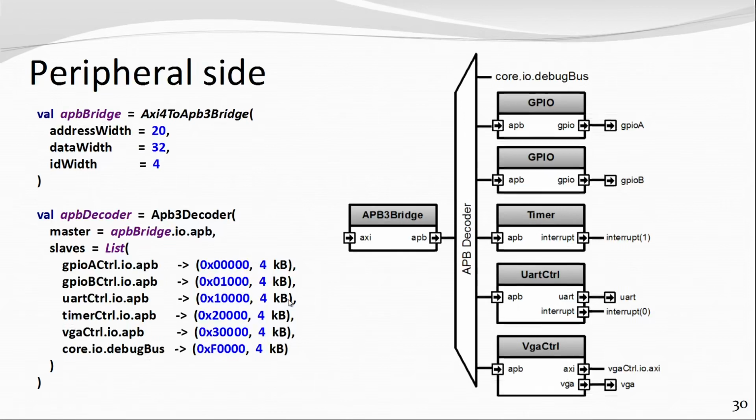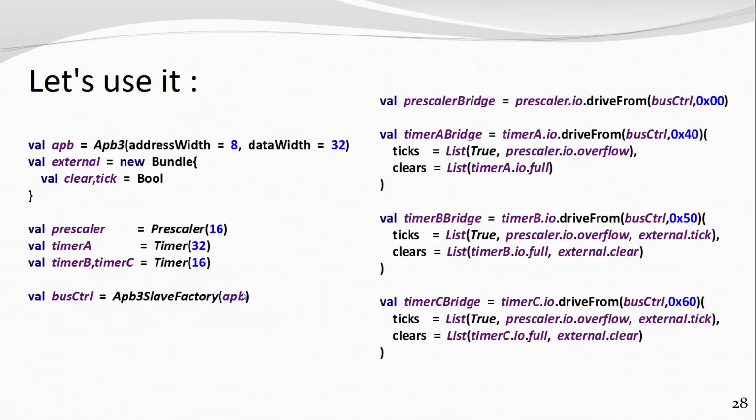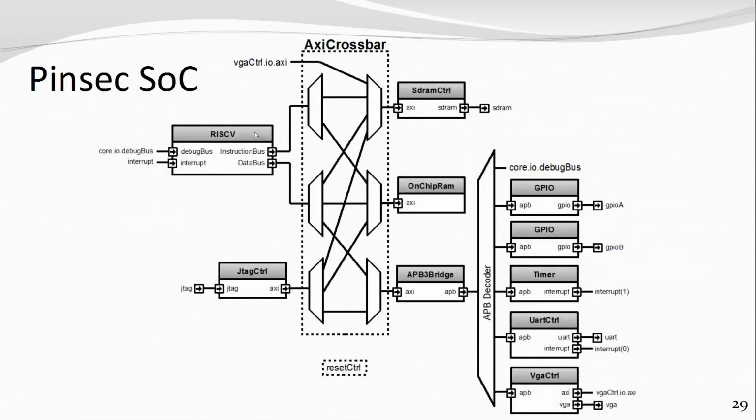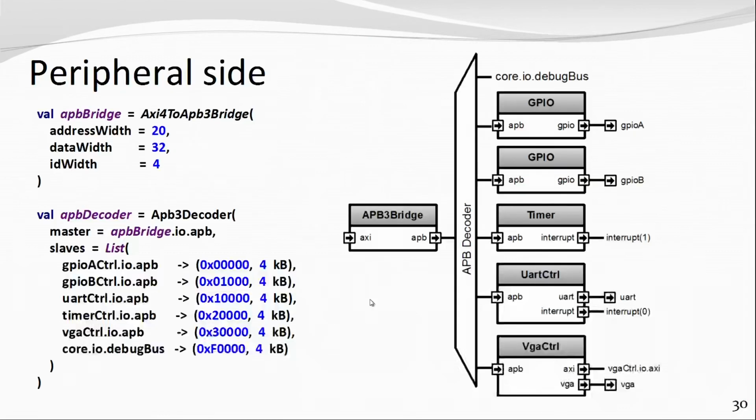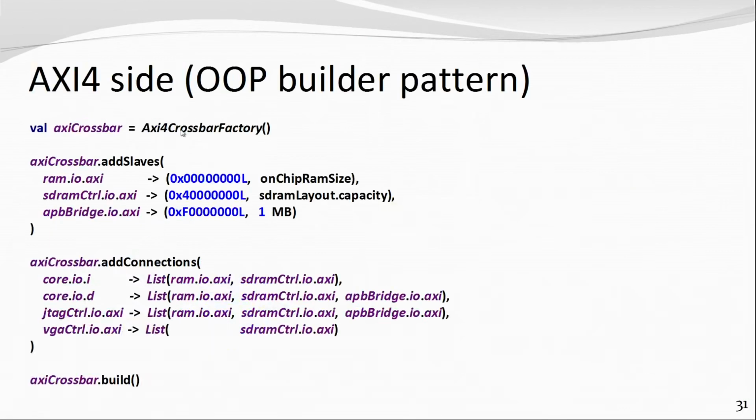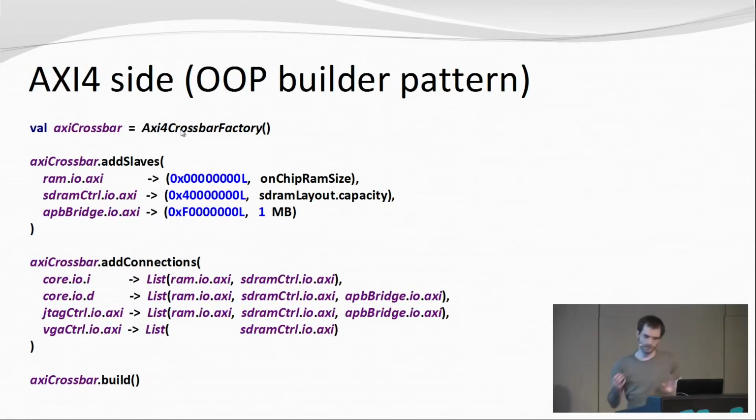Then another example is how this thing is made: the AXI4 crossbar, which connects all those guys together. Here it uses the builder pattern from the object-oriented world. So basically you can say, I want to create an AXI4 crossbar factory. And then you feed a data model into this tool to say what you want. And when you have fed this tool with what you want, you say, it's all right, you can build yourself, and the tool will do what you want.